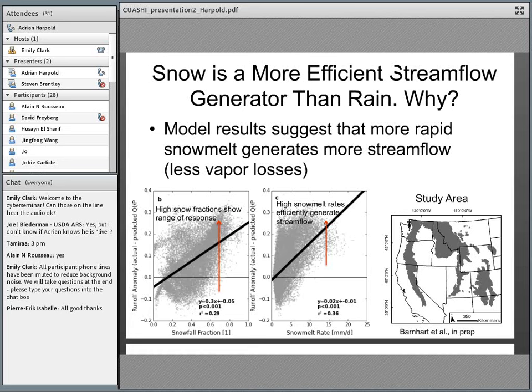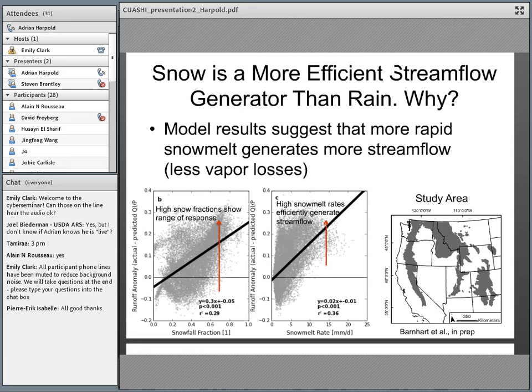But reframing that in terms of snowmelt rate. So if we think about, again, the soil profile water budget, we can hypothesize that systems that are more quickly pumping water into that profile may exceed the storage capacity and the field capacity of the system. And so we see an even stronger relationship between snowmelt rate and that runoff anomaly than we do between snowfall fraction itself. So we're beginning to understand some of the processes that might lead to efficient stream flow generation.